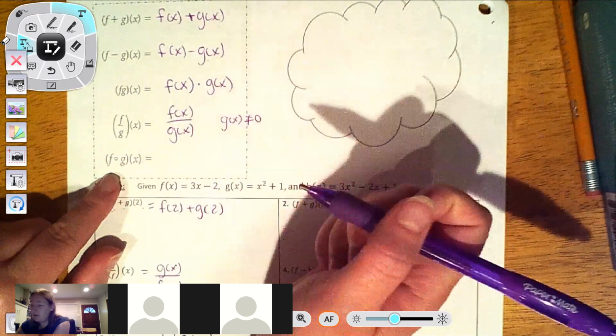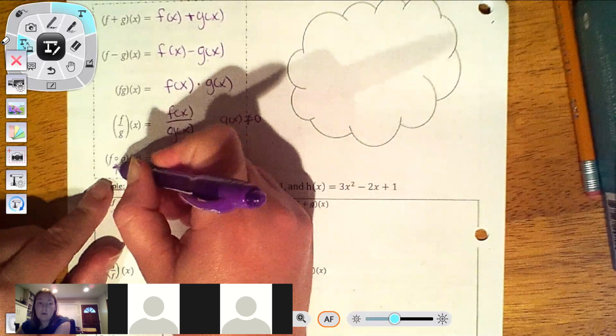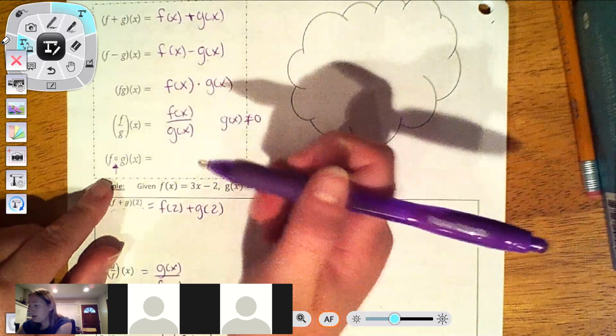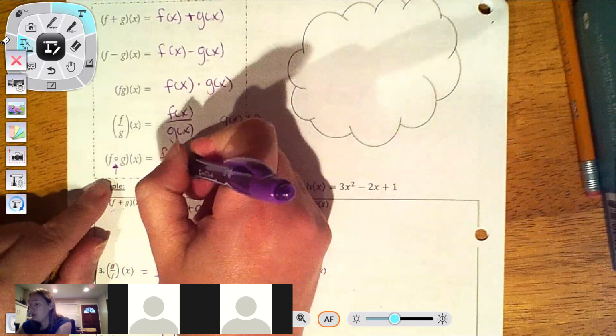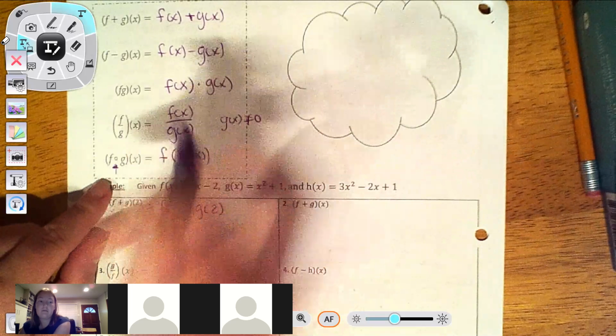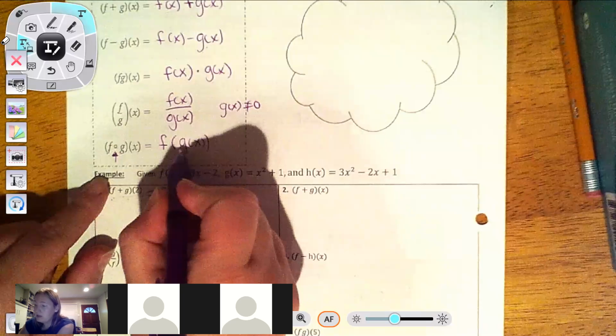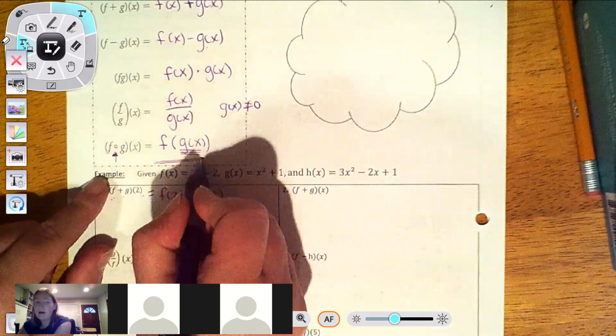And then this one with the open dot does not mean multiplication. It actually means composite. F of g of x. And so with order of operations, you start here, and then you evaluate that whole function.